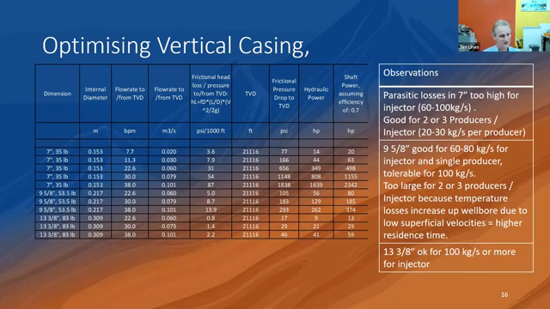And if you want to get 100 kilograms a second, which we do, I think probably, then you're looking at something more like a 13 3/8, or at least part of the vertical hole to have 13 3/8.